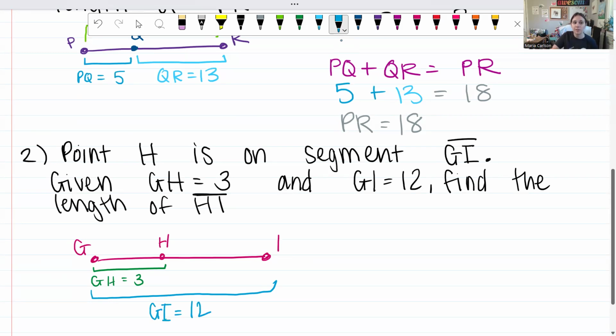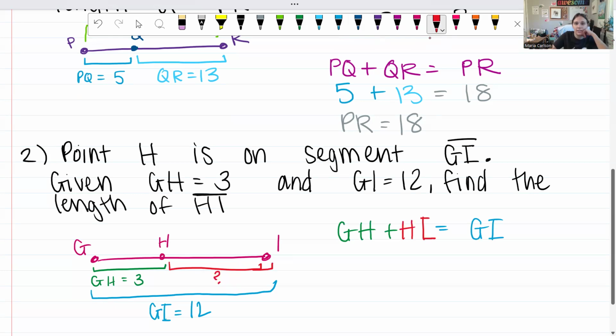So if I want to find the length of segment HI, that is this unknown distance here, right? From H to I. And well, we know GH is 3. And we know that if we add GH plus whatever HI is, it's going to add together to give us GI.